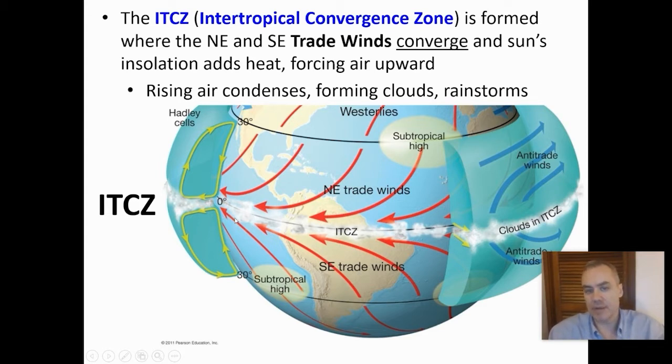They converge into the same sort of road, so to speak. And why intertropical? Well, because it's in the middle of the tropics, the upper northern tropics up here and the southern tropics down here. And sure enough, it's intertropical. It's between those two. So the Intertropical Convergence Zone is a cloudy belt.